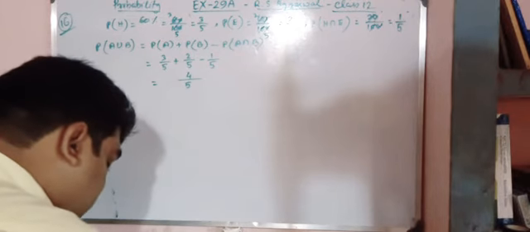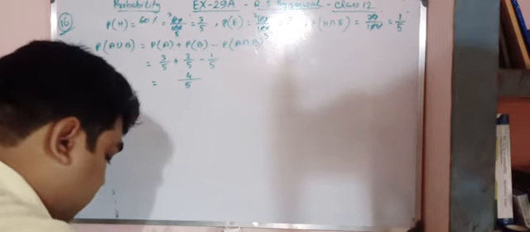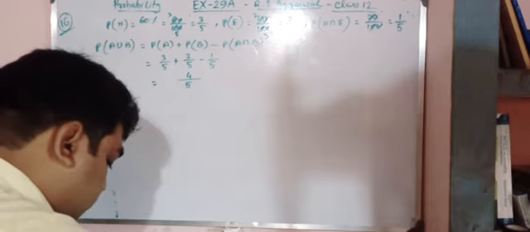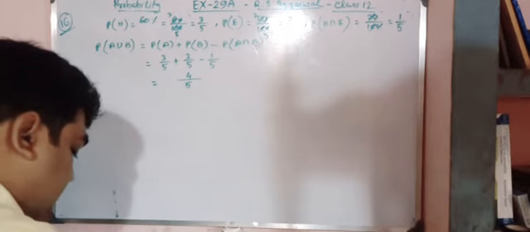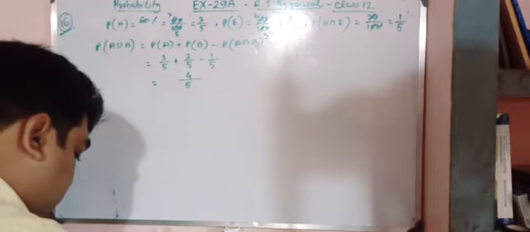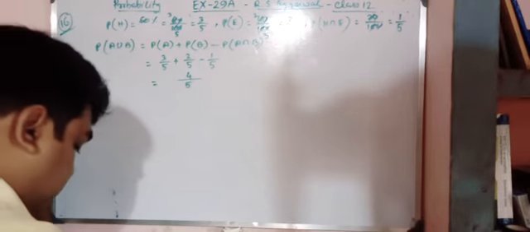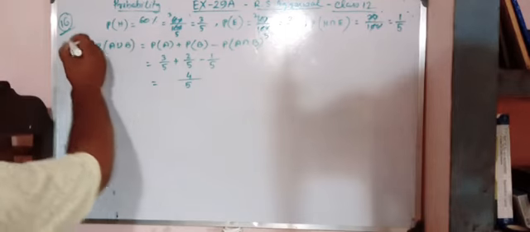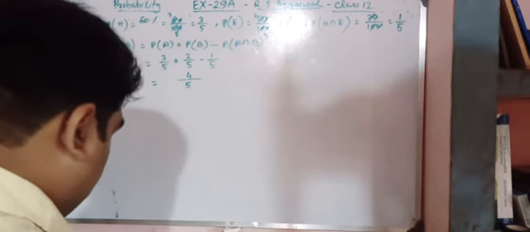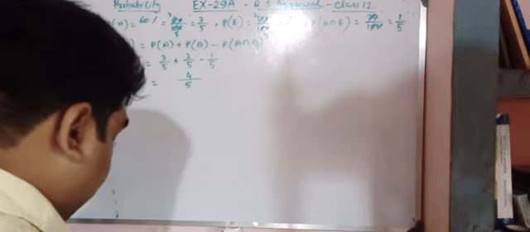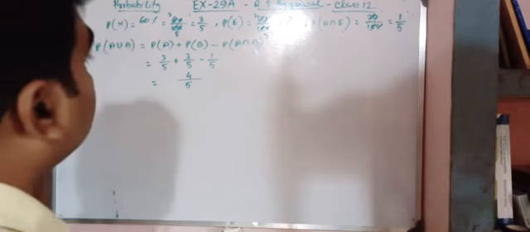In a hostel, 16% of the students read Hindi newspaper, 40% read English newspaper, and 20% read both English and Hindi newspaper. A student is selected at random. The first question is: find the probability that he reads neither Hindi nor English newspaper.